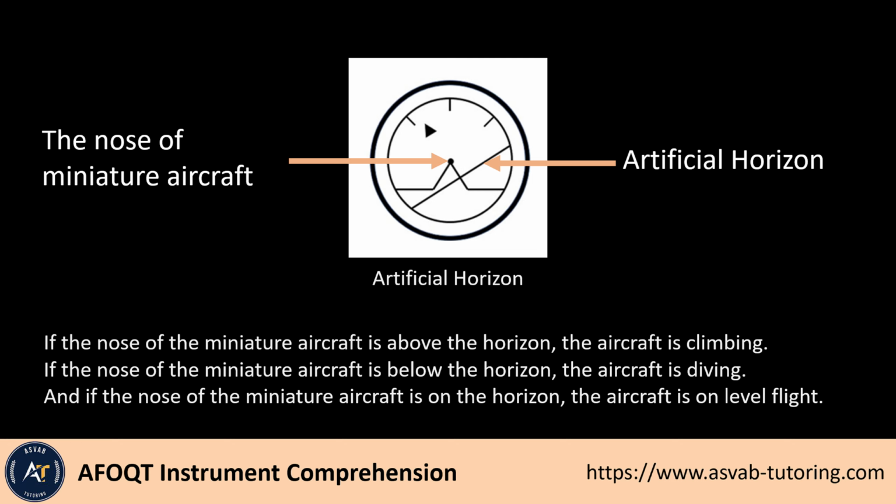If the nose of the miniature aircraft is above the horizon, the aircraft is climbing. If the nose of the miniature aircraft is below the horizon, the aircraft is diving. And if the nose of the miniature aircraft is on the horizon, the aircraft is on level flight.